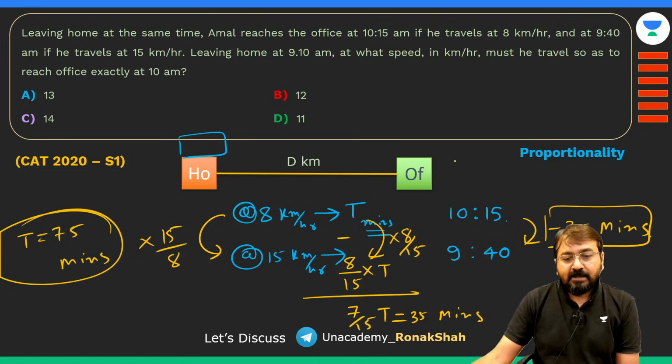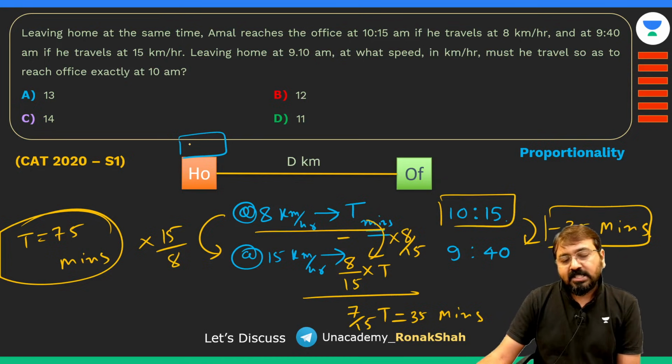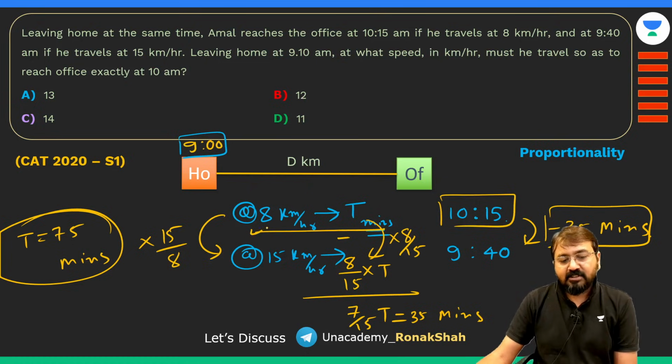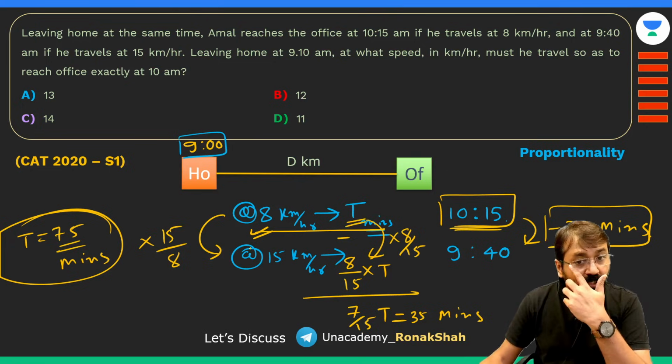Okay, so that means if he is reaching at 10:15 at this speed, he must be starting at 9 o'clock sharp, right? If he travels at 8 km per hour, then he takes 75 minutes, and he reaches at 10:15. Okay, now let's look at what is our question.